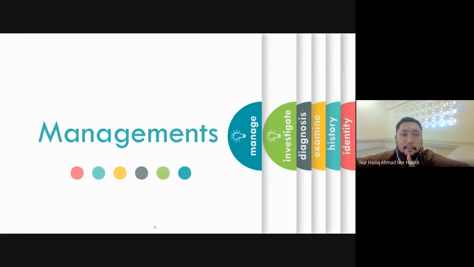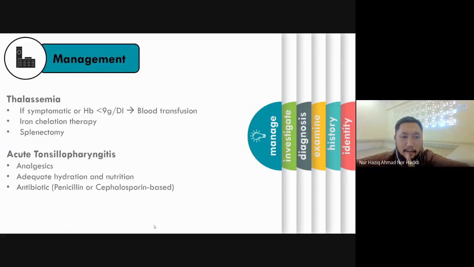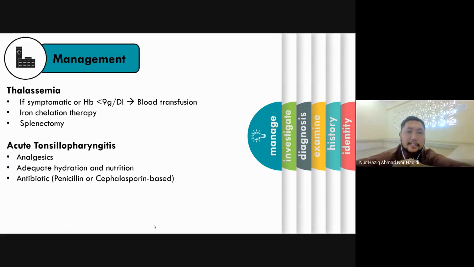So that's for the investigation. For the management, I will just talk about the general management of thalassemia. If the patient is symptomatic or Hb is lower than 8 or 9, we need to do a blood transfusion. According to the protocol, there is a target for the blood transfusion in order for the patient to experience normal physical activity and also normal growth. So basically the target is to maintain the pre-transfusion Hb between 9 to 10. Post-transfusion Hb is between 13 to 15, and the mean between 12 to 12.5.